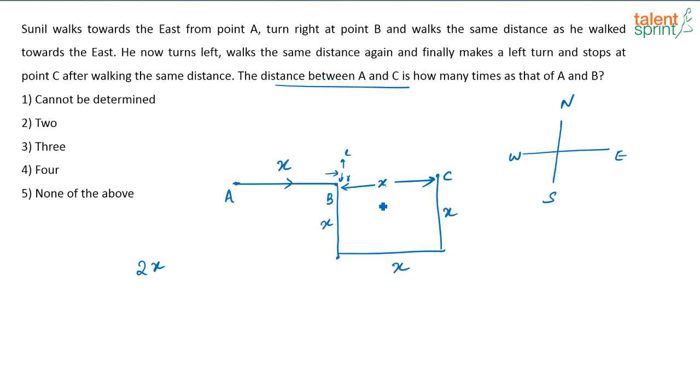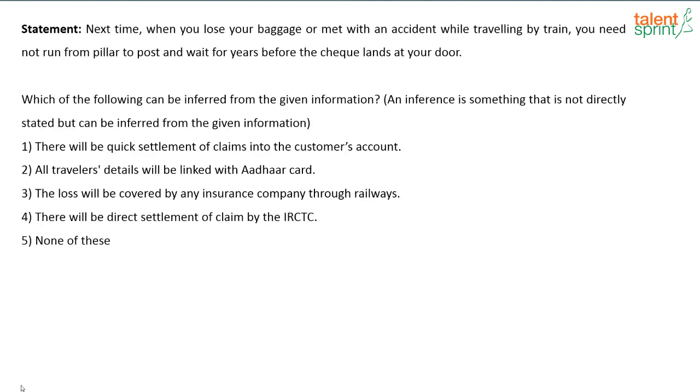So what is your answer here? Your answer is 2 times. See, this is x, right? So AC is 2x, AB is x, or I can say AC is 2 times AB. So the answer here is option 2. Very easy question, right? If such questions come, do not leave them. These 1 mark questions are mark scoring ones. Okay, now the next one.